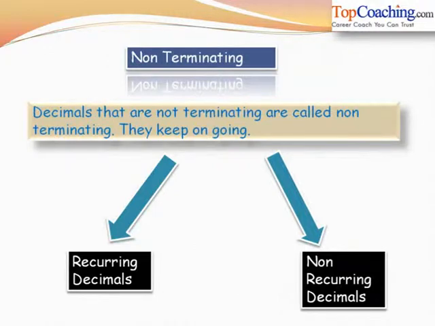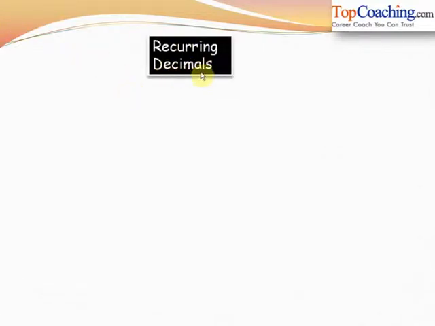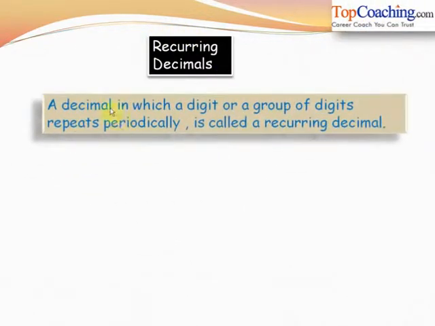So non-terminating numbers are decimals that are not terminating. And now again there are two cases. Either they could be recurring decimals or they could be non-recurring decimals. So the first is recurring decimals. Of course, we are considering the case that the number is non-terminating. So what is a recurring decimal? A decimal in which a digit or a group of digits repeats periodically is called a recurring decimal.